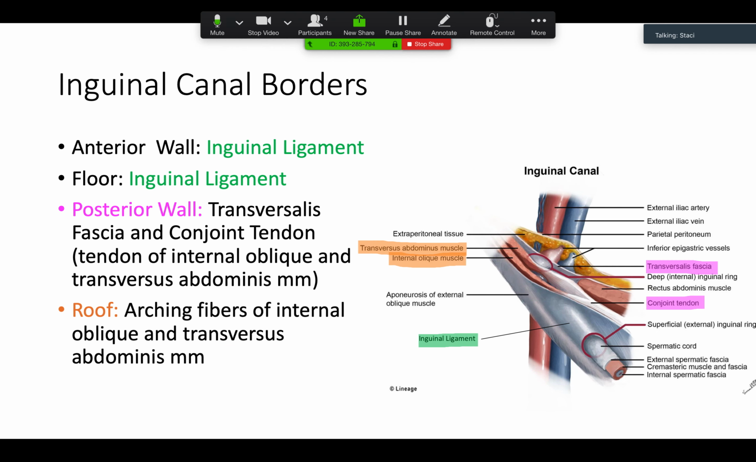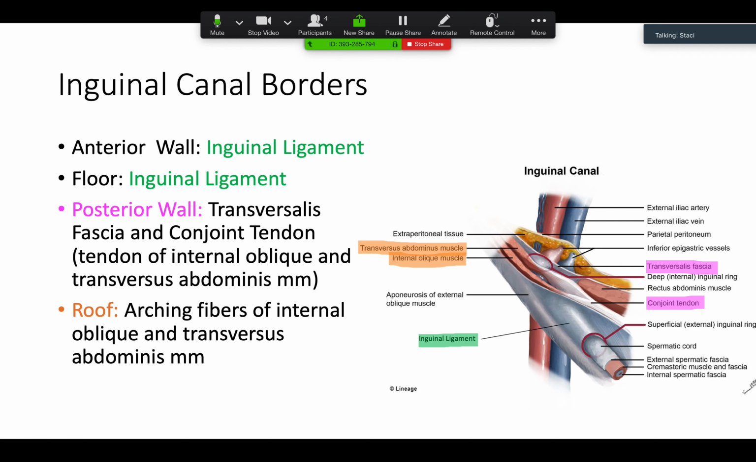Okay, inguinal canal. This can be a little bit daunting. I know there was a ton of slides on this, but I tried to condense it. So the inguinal canal borders the anterior part, and I tried to color code it the same. That's going to be the inguinal ligament, which I'm sure you found in lab. The floor is also the inguinal ligament because it sort of wraps around. And then the posterior wall is going to be the transversalis fascia and then the conjoint tendon.